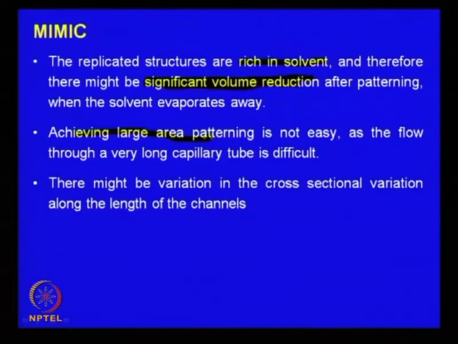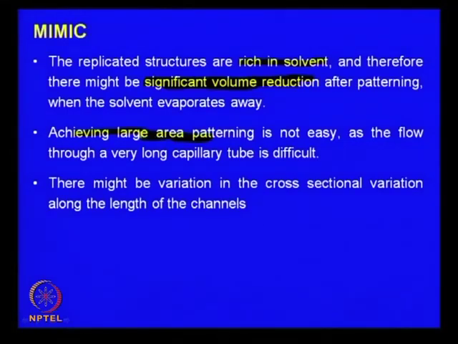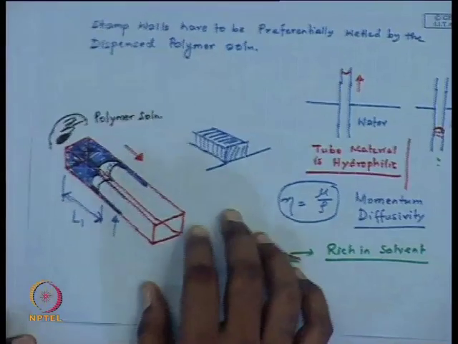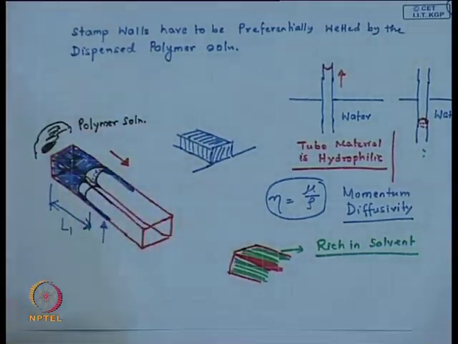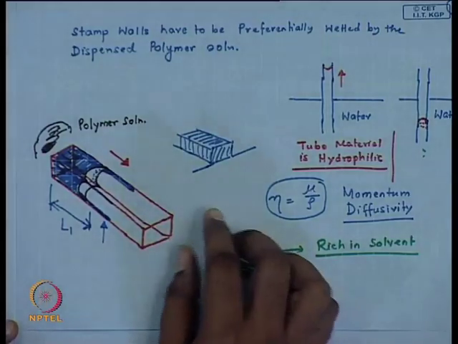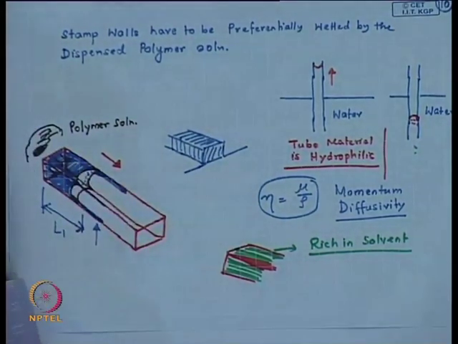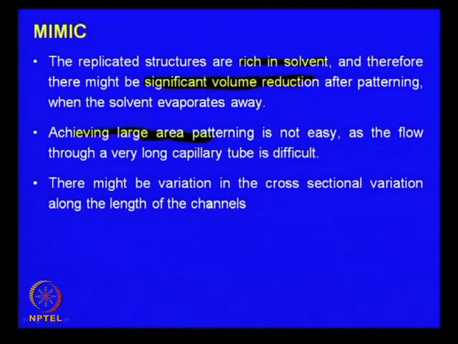The other issue is that, as we have said, up to, let us say, a centimeter, it is fine to have a capillary driven flow, but large area patterning is not easy, as flow through a very long capillary tube might be difficult, and there might be cross sectional variation of the pattern morphology along the length of the channels. If you are thinking of a very large area, you may not get a perfect negative replica all along, and the concentration might also be different in different areas. So, there might be some difficulties.